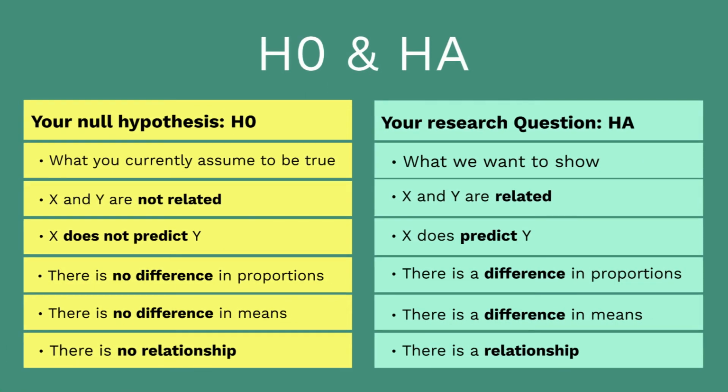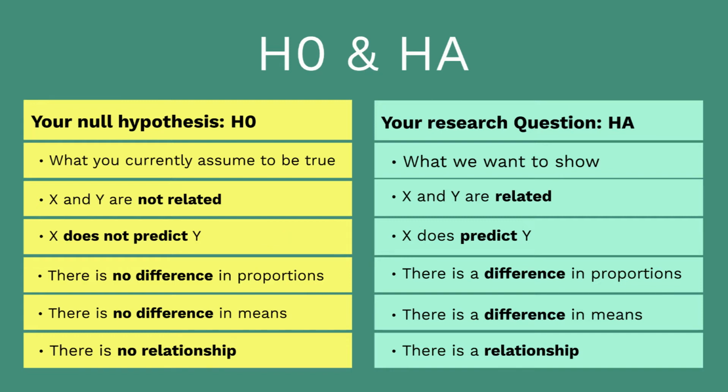When thinking about comparing our null hypothesis to its equal and opposite alternative hypothesis, so they are mutually exclusive, our null hypothesis is what we currently assume to be true. Our alternative hypothesis is actually, as a researcher, what we'd like to show. We want to show that there's a relationship, or actually see if there is one. Our null hypothesis states that x and y are not related. Our alternative states that x and y are related. Our null hypothesis states that x does not predict y. Our alternative states that x does predict y.